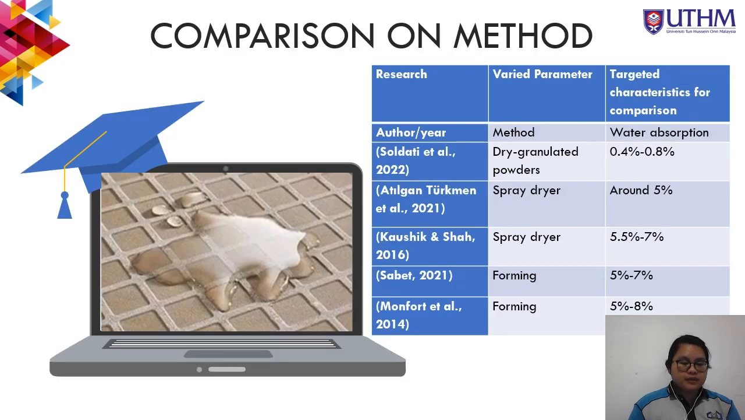Comparison on method. Depending on the sort of ceramic facade system we consider, all of these methods, which are dry powders, spray dryer, and forming, which are making openings and controlling the forces by acting on the openings, are employed in a variety of combinations that can help in the water absorption.